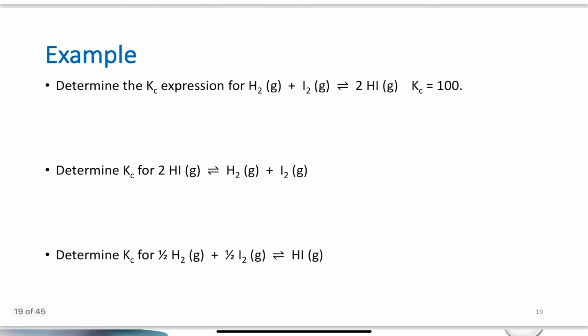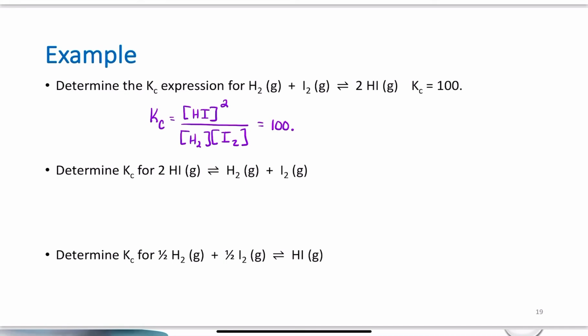So, determine the Kc expression for H2 gas plus I2 gas in equilibrium with 2 moles of HI gas. And the Kc is 100 with a decimal place at the end, which means we do have 3 sig figs here. The Kc expression here would be equal to the concentration of HI squared divided by the concentration of H2 times the concentration of I2, and this equals 100.